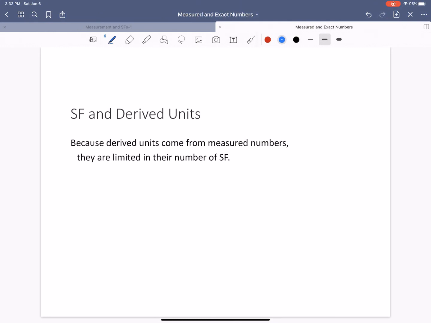Okay, so for sig figs and derived units, we have to stop and think. If these derived units came from things that were measured, those measured numbers have a limited number of sig figs. And so we have to consider those sig figs when we come up with the sig figs for the derived unit.